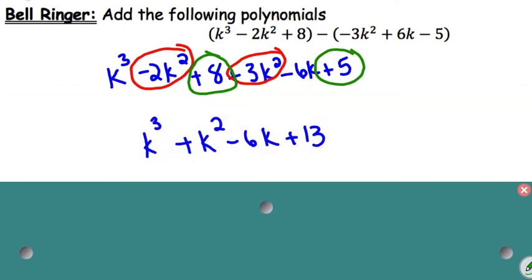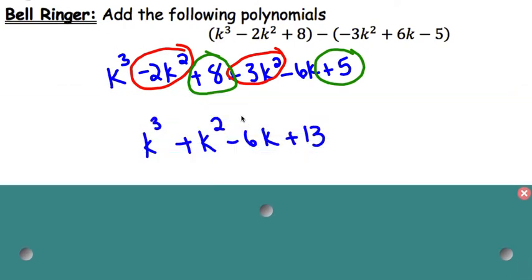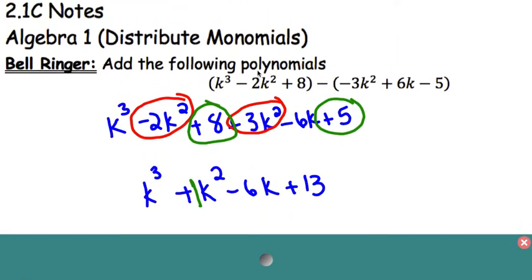Okay, so my final answer right here, let me just go over that again. I brought the k to the third down. For my k squareds, I had a negative 2k squared plus 3k squared, which gave me 1k squared. And again, you can have a 1 there if you want to, but we don't need it. And then I had a minus 6k, so I brought the minus 6k down. That didn't have a like term to combine with it, so I just brought it down. And then I had 8 plus 5, which gave me 13. All right, so again, that's our bell ringer. We just reviewed what we talked about yesterday with adding or subtracting the polynomials. I have add right here, but really that should say subtract.